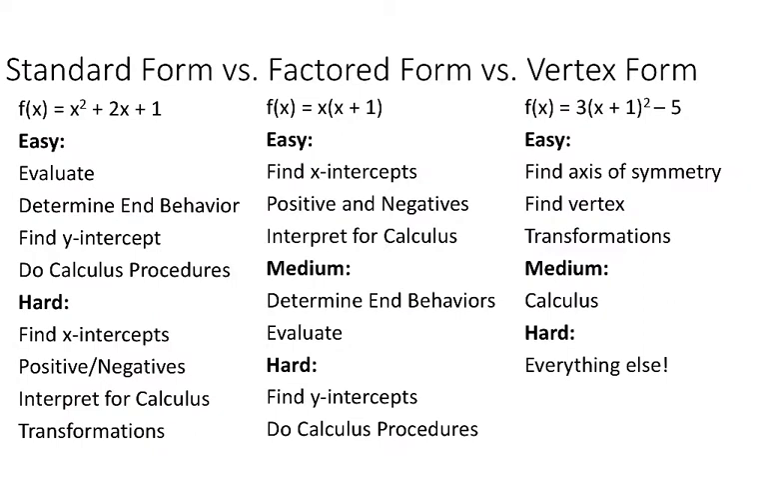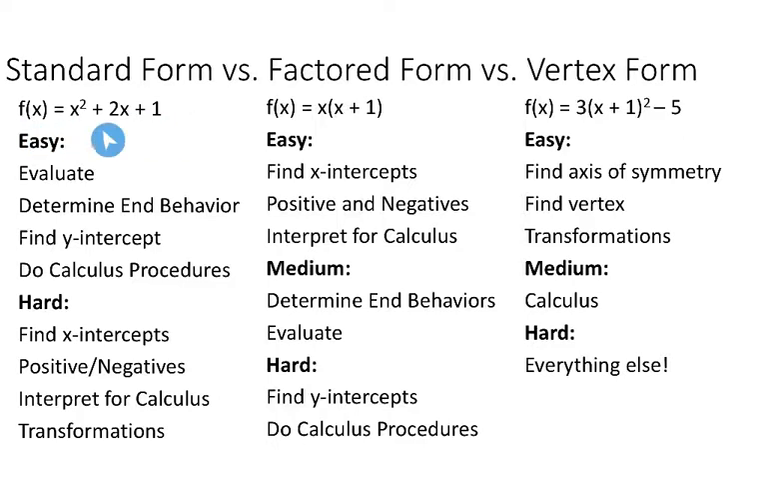Now I just want to talk briefly about standard form versus factored form versus vertex form. These are three different equations, all right? Don't think they're the same thing. Each form has certain things that are easier to do, and certain things that are harder, sometimes even impossible. Most of the time, we want you to be able to algebraically jump between these forms so that you can do the things that are easiest in that form.